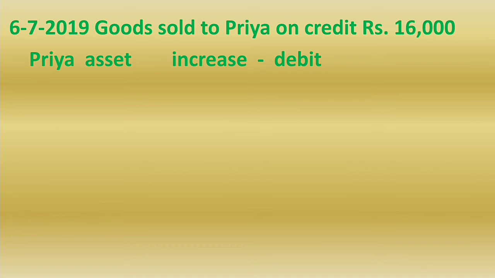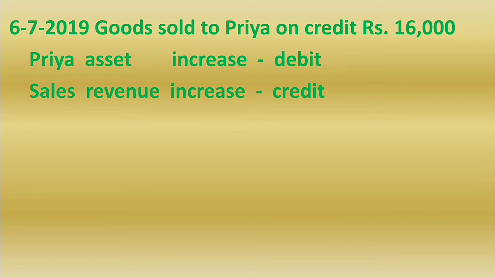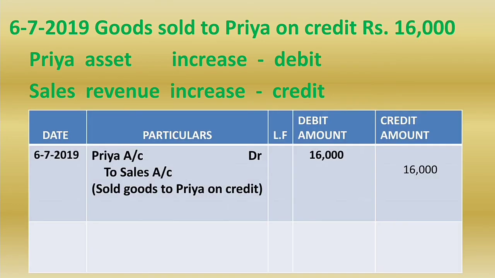Sold goods means it is sales. Sales is the revenue for the business. So the next account is sales account. Sales is a revenue. Here the revenue of the business increased. Revenue increase, then credit revenue account. Then credit sales account. So debit Priya account and credit sales account. So the journal entry is Priya account debtor to sales account. Narration sold goods to Priya on credit.